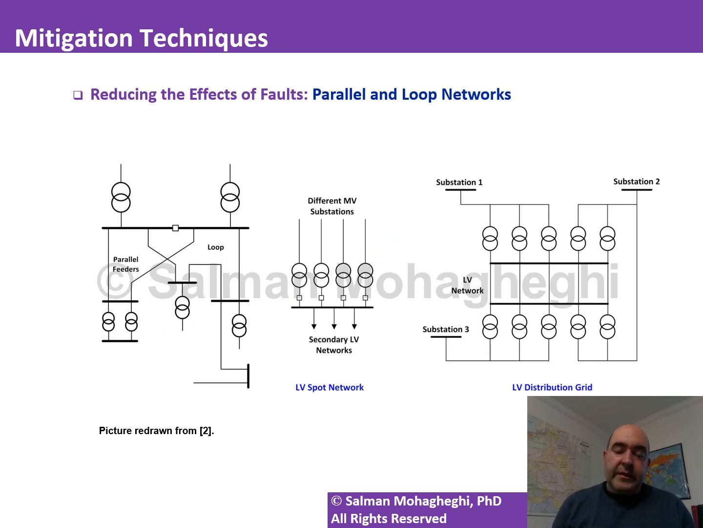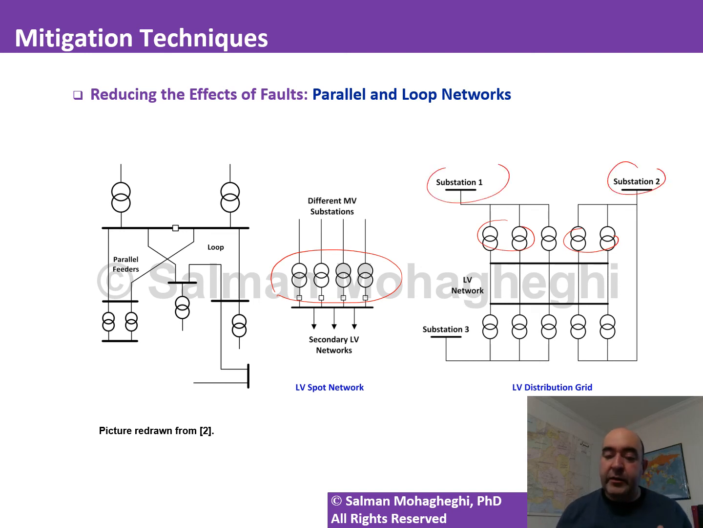There are other ways to improve the redundancy of the system. One of them is to use parallel networks and loop networks. Loop networks will allow you to have multiple paths between a source and a load. Parallel networks allow you to have multiple devices so that if one of them fails, the other ones can take over. For example, here you have a distribution substation with multiple transformers. Here you have not only multiple transformers, but also multiple substations.